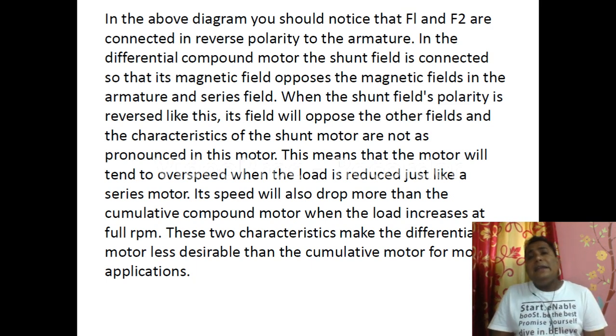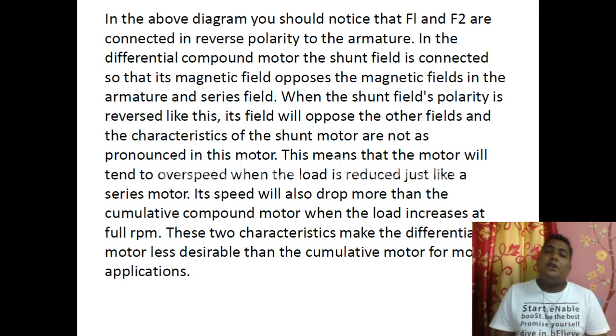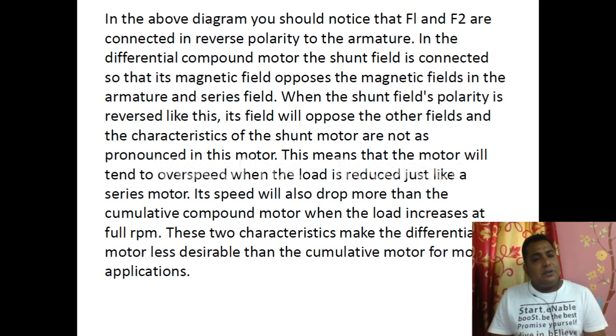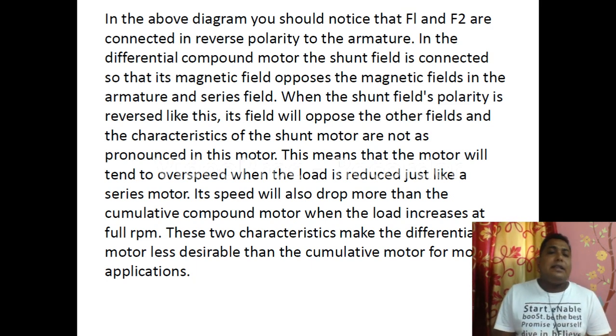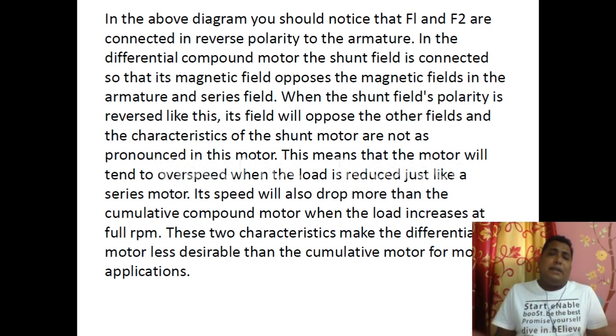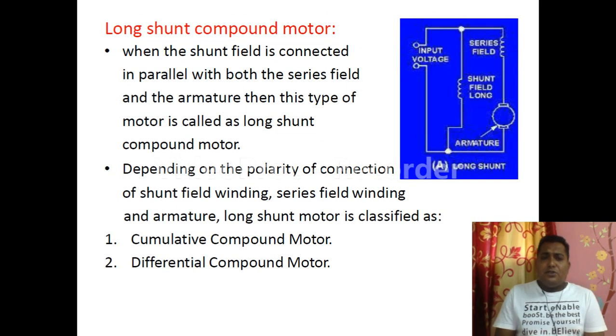When the shunt field's polarity is reversed like this, its field will oppose the other fields, and the characteristics of the shunt motor are not as pronounced in this motor. This means that the motor will tend to overspeed when the load is reduced, just like a series motor. Its speed will also drop more than the cumulatively compound DC motor when the load increases at full RPM. These two characteristics make the differentially compound DC motor less desirable than the cumulatively compound. So as you can see, cumulatively compound has the most application in the industry. So this is a long shunt.